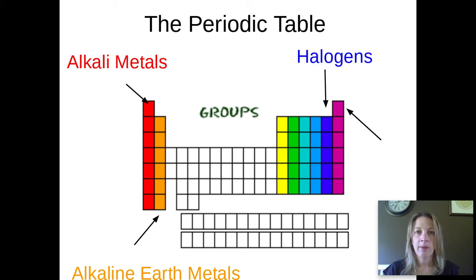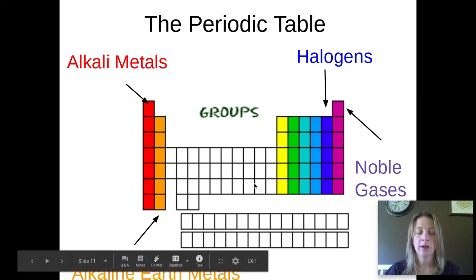Over in the non-metals, you're going to have the halogens. That's group 17. So that's your fluorine, chlorine, iodine, bromine, not in the correct order. And then lastly, all the way to the right, these are your noble gases. So these are the groups that you're responsible for knowing. Last year, we talked about the transition metals, and we will talk about that a bit in AP chemistry. But for right now, we're going to focus on the groups that I've pointed out here.